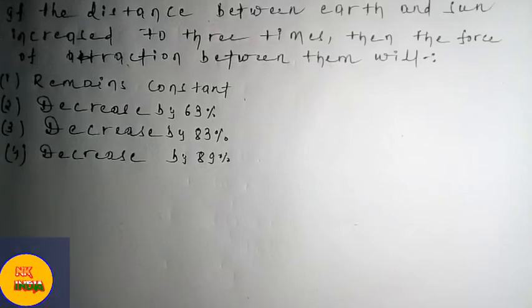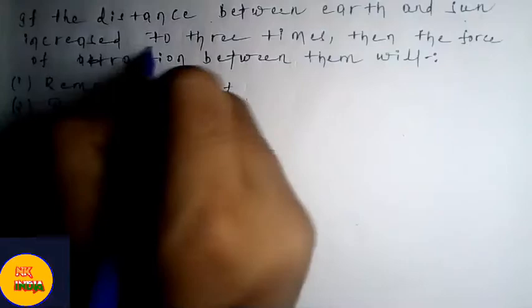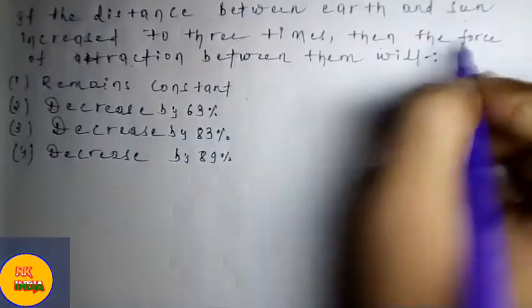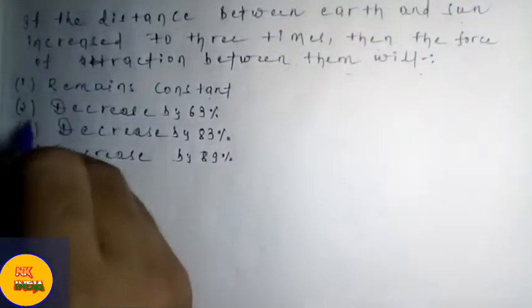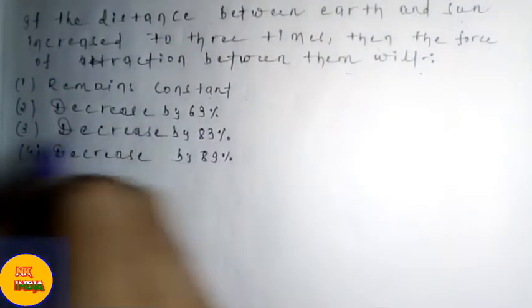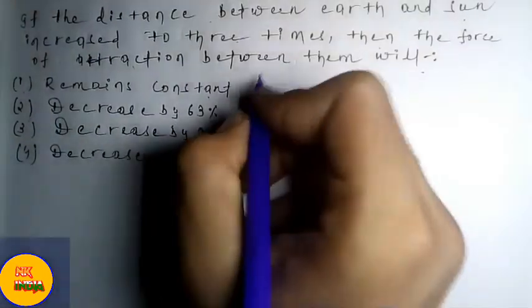Students, what we are going to see today is: if the distance between Earth and Sun increases to 3 times, then the force of attraction between them will: first option, remain constant; second, decrease by 63%; third, decrease by 83%; and fourth, decrease by 89%.